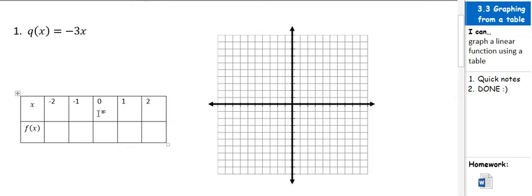So now we'll take our x and we'll plug it in for x, and then whatever the result is, we'll write right here. So -2 goes in, so this is f of -2 or q of -2. And -3 times -2 is a +6. Then I plug in -1. -3 times -1 gets me a +3, so that goes there.